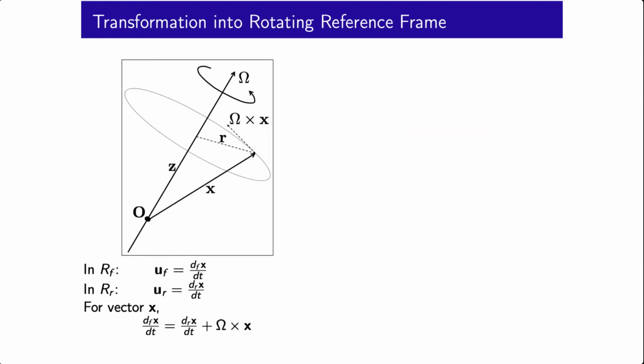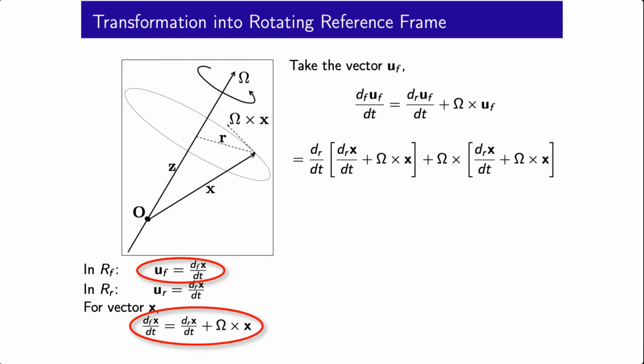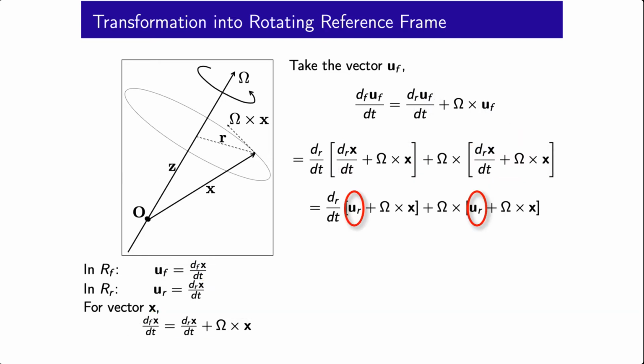For fluids, we are often interested in accelerations, so it is convenient to perform this transform on the vector describing the fluid velocity in the fixed frame, uf. We know that uf is related to the velocity in the rotating frame, ur, by this equation, so we can make the substitution for uf on the right-hand side in terms of the derivatives in the rotating frame, giving us the velocity in the rotating frame plus the term omega cross x.